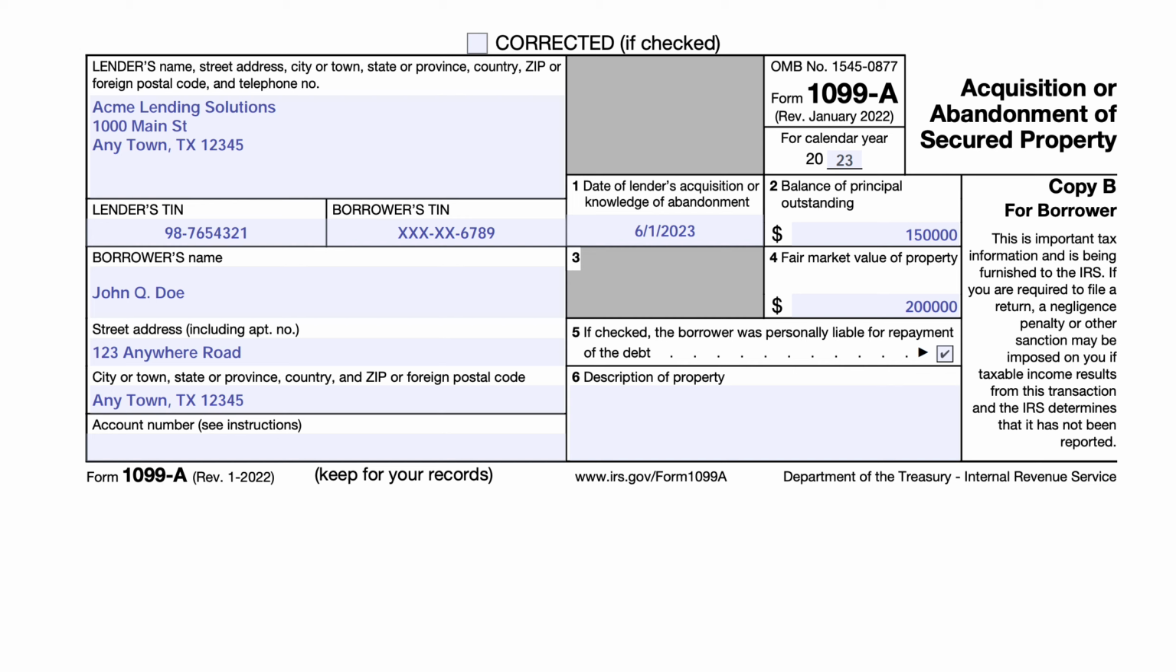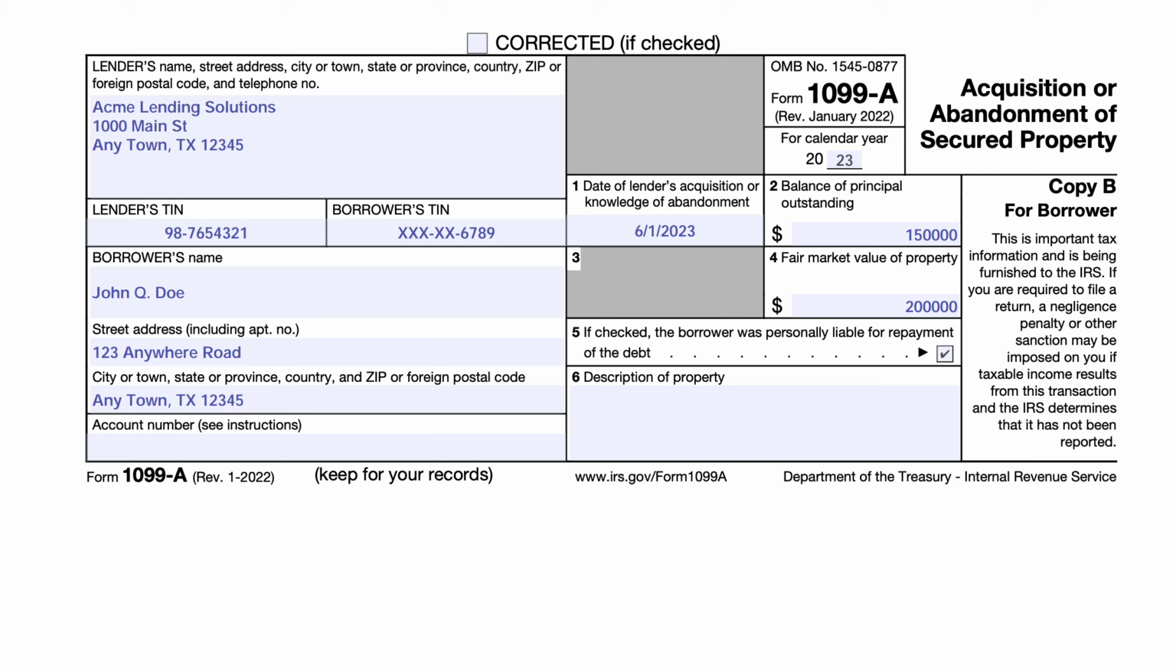Hello. In this video, we'll be going over IRS Form 1099-A, Acquisition or Abandonment of Secured Property. So lenders will file this form for each borrower if they lend money in connection with their trade or business and they acquire an interest in that property that secures the debt, and/or if the lender has reason to believe that the property has been abandoned.